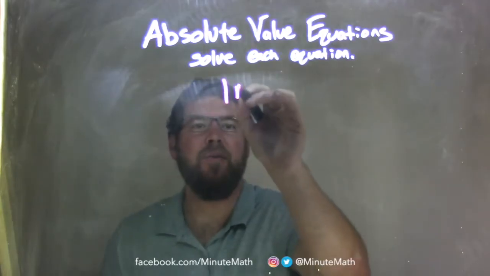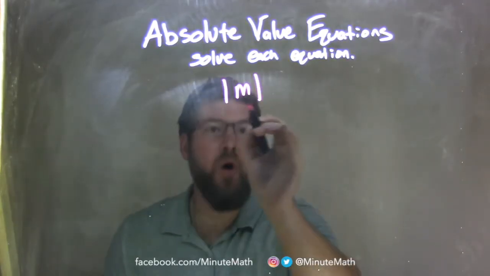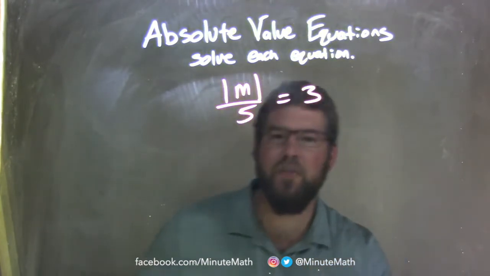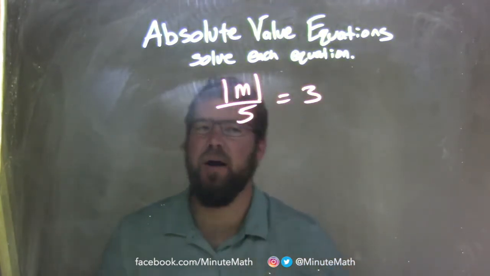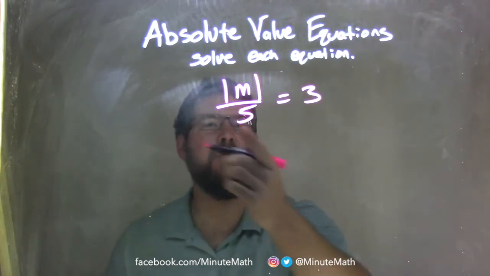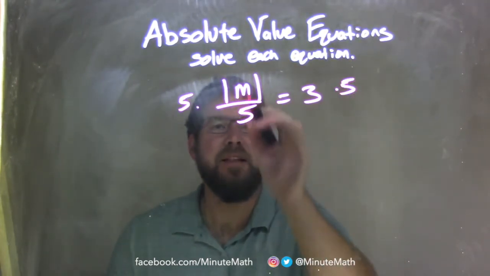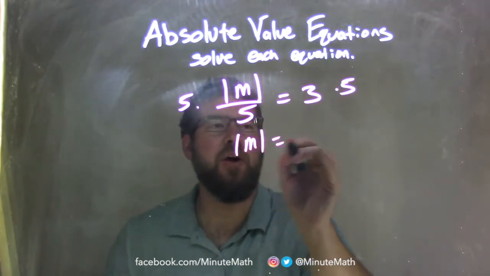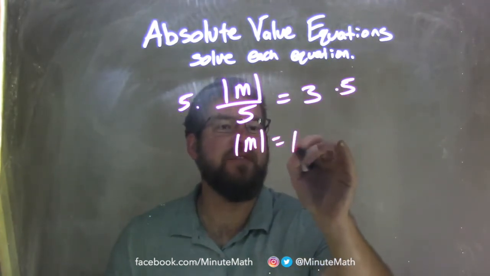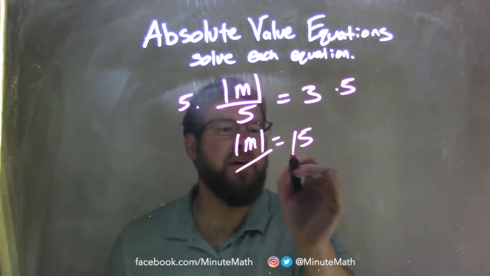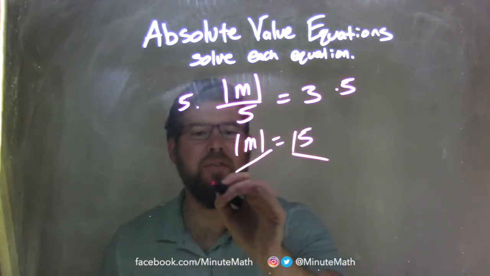The absolute value of m over 5 equals 3. Well, my first step is to try to get the absolute value isolated. So to do that, I have to multiply both sides by 5. That leaves me with the absolute value of m here, and then 3 times 5 being 15. At that point, the absolute value is isolated. I can separate this into two equations.